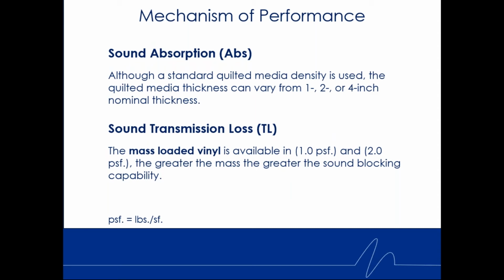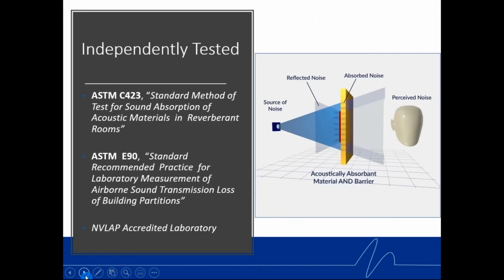Now for sound absorption, although we use the same density of media, of fiberglass insulation, shall we say, it comes in different thicknesses, 1, 2, or 4-inch nominal. And the reason I say 4-inch nominal is because it's 4-inch before you sew it, and then it gets compressed a little bit when you sew that. The mass-loaded vinyl comes in either a 1 pound per square foot or 2 pound per square foot. So depending on your application, the greater the mass, the better it is to block sound.